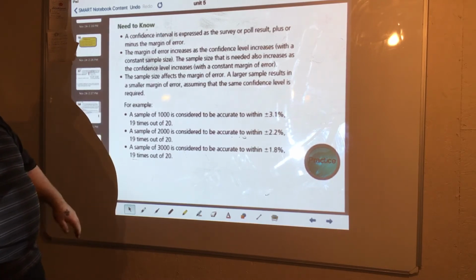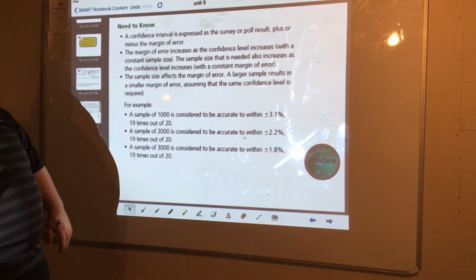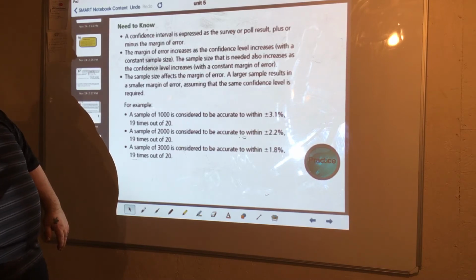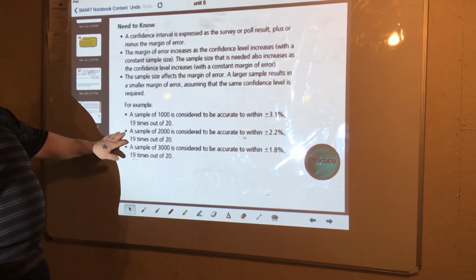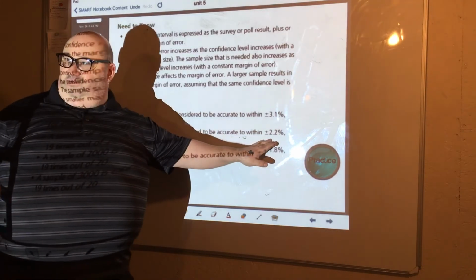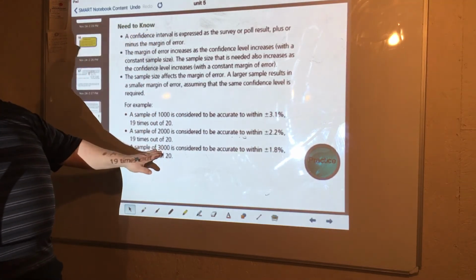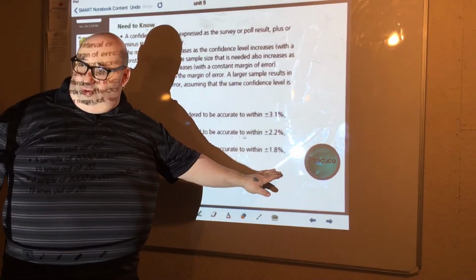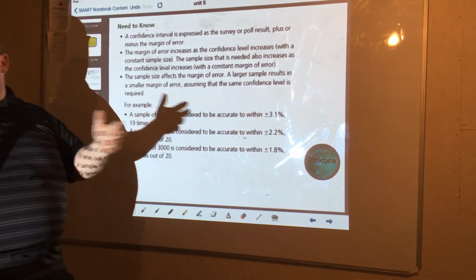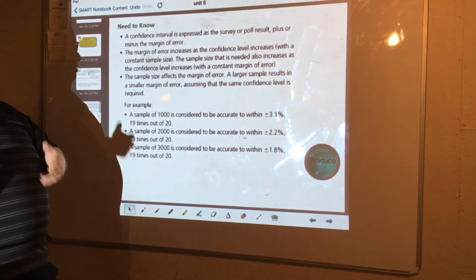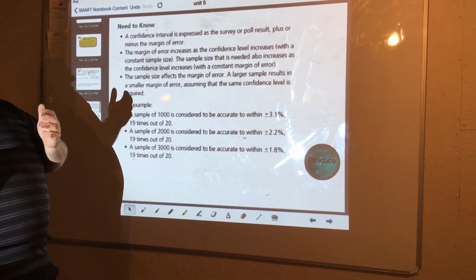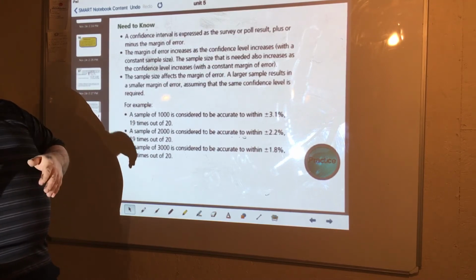Right? What's 19 out of 20? 95%. If we test 2,000 items, it will be accurate within plus or minus 2.2%. If we test 3,000, plus or minus 1.8%. So the more people we ask, the smaller our margin of error, right?